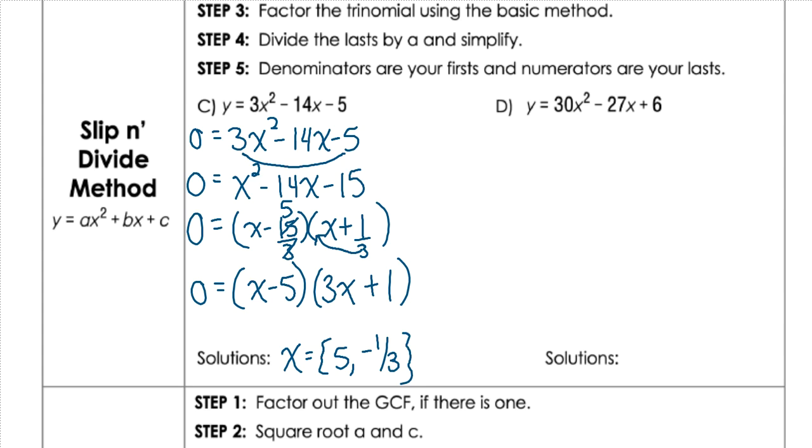Okay, let's take another look at this. So in this one, I have 30, 27, and 6. Those are all divisible by 3. So I am going to start by setting it equal to 0 and factoring out a 3 from each of these terms.